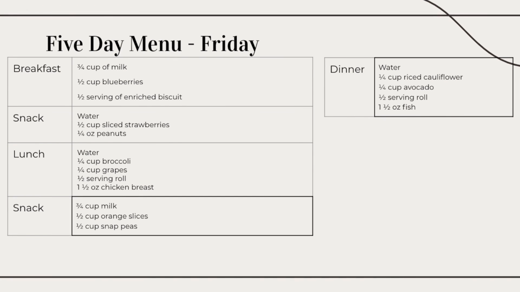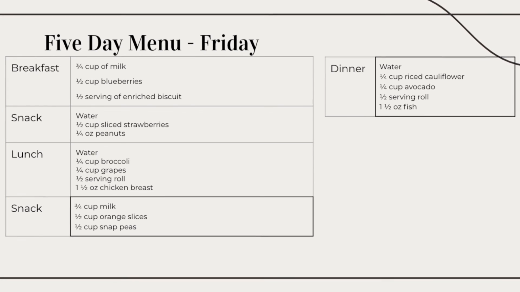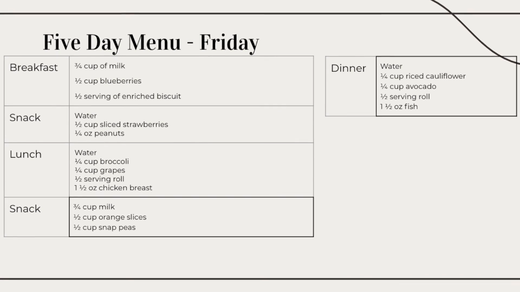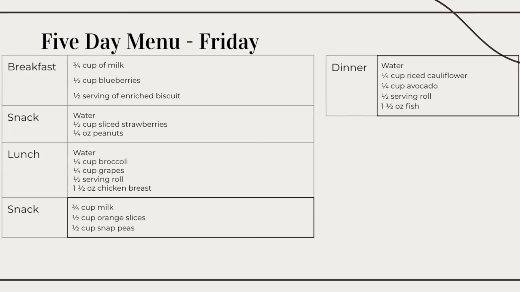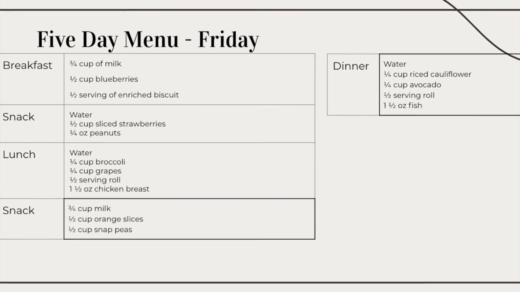And then for Friday, our last day, for breakfast, we're doing 3/4 cup of milk, half cup of blueberries, half serving of biscuit. For a snack, we're doing half cup of sliced strawberries and water and 1/4 cup of peanuts.